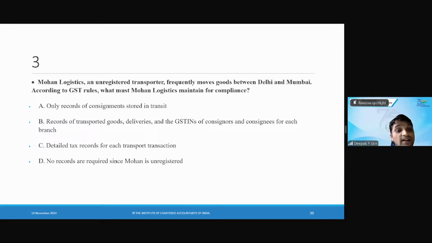Mohan Logistics, an unregistered transporter, frequently moves goods from Delhi and Mumbai. According to GST, what must Mohan Logistic maintain? He has to maintain the records of transported goods, deliveries, and GSTIN numbers of the consignors and consignees. Correct. Answer B is the correct answer.